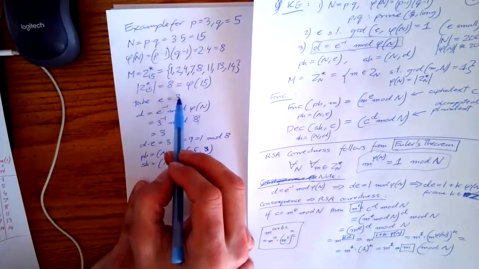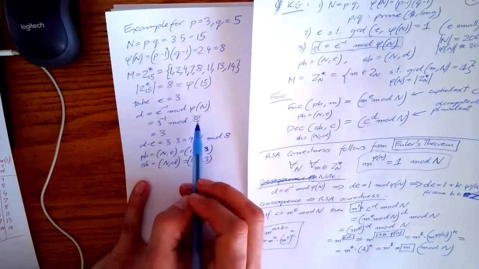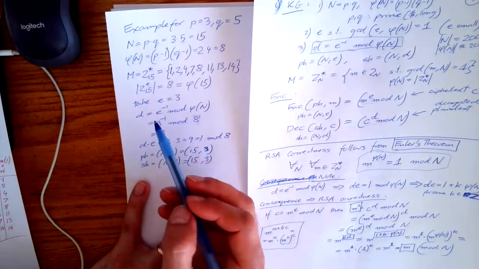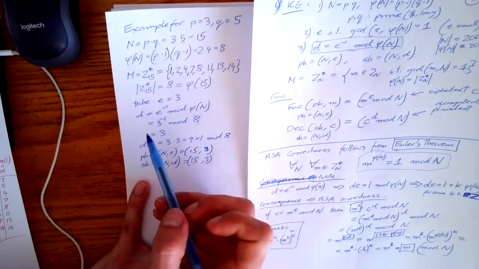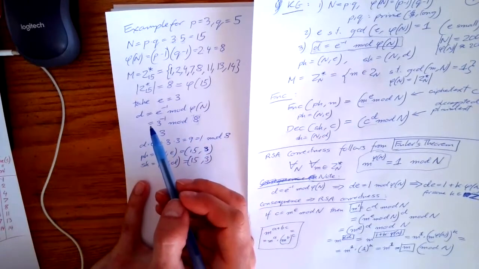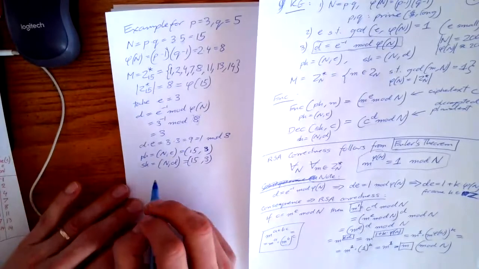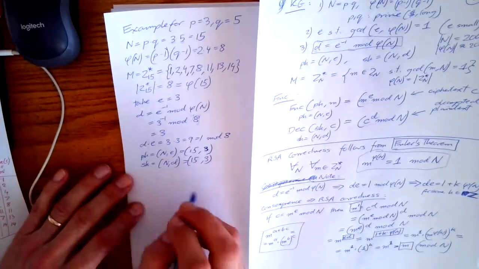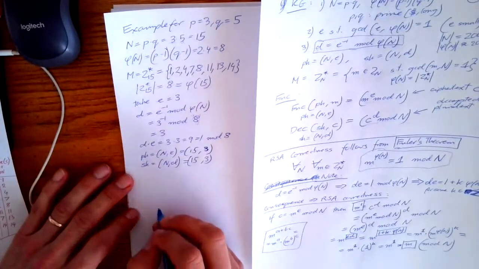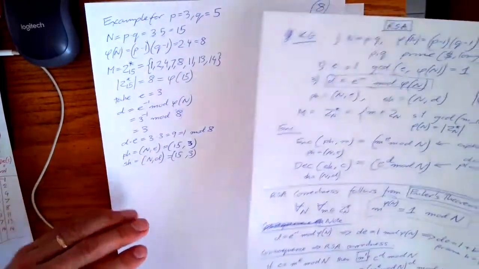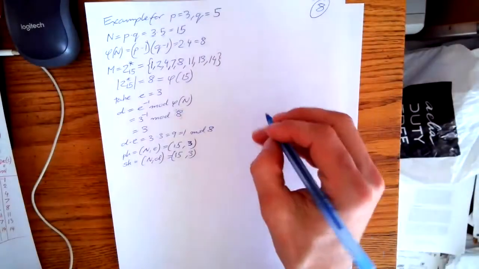So 5 times 5 is 25. That's also 1 mod 8. And what about 7? Well, 7 times 7 is 49. That's also 1 mod 8. So whatever I took, the inverse of it is the same thing mod 8. Okay, no matter. Let's now go on. So what's the encryption and decryption, right?